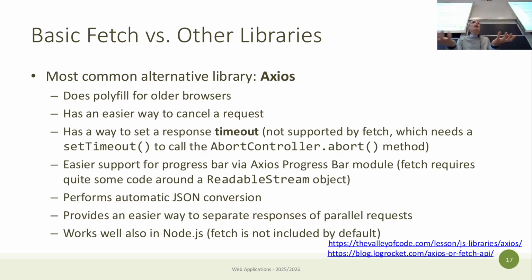Okay? That's why libraries exist to perform more or less the same functionality as fetch. For instance, this Axios, in case you really want to use it, performs automatic JSON conversion. It supports a progress bar and stuff like that.